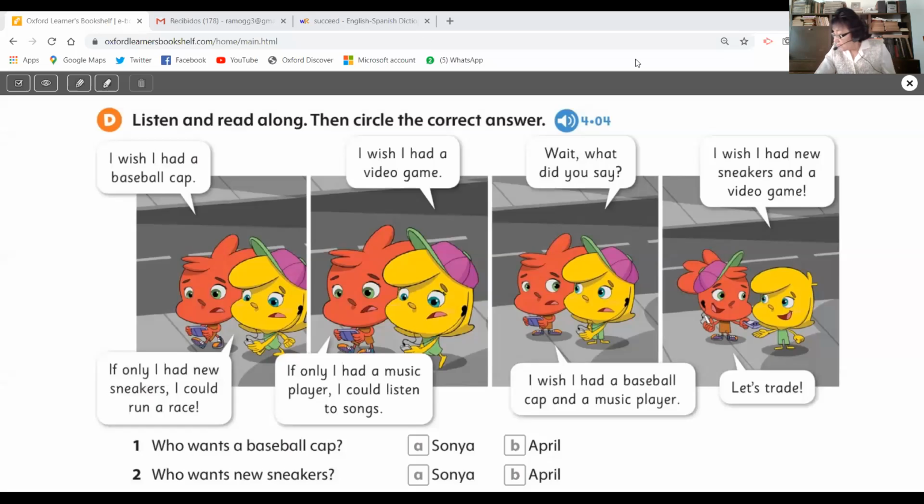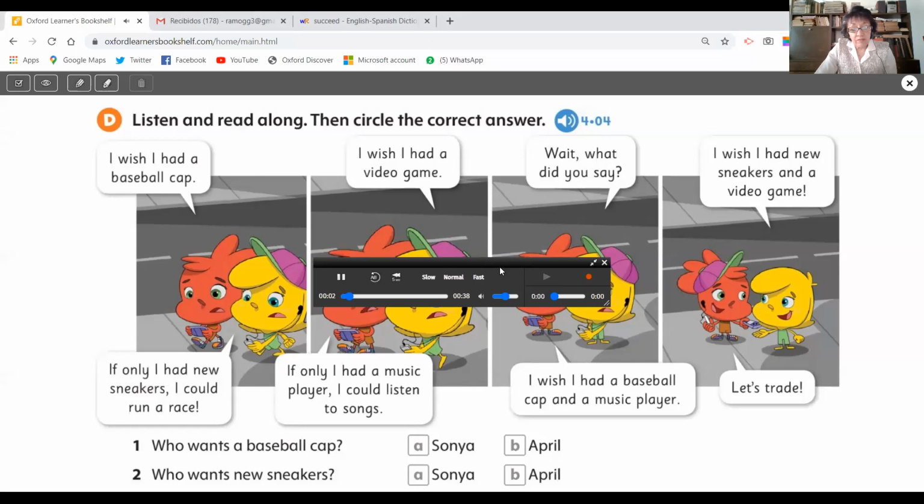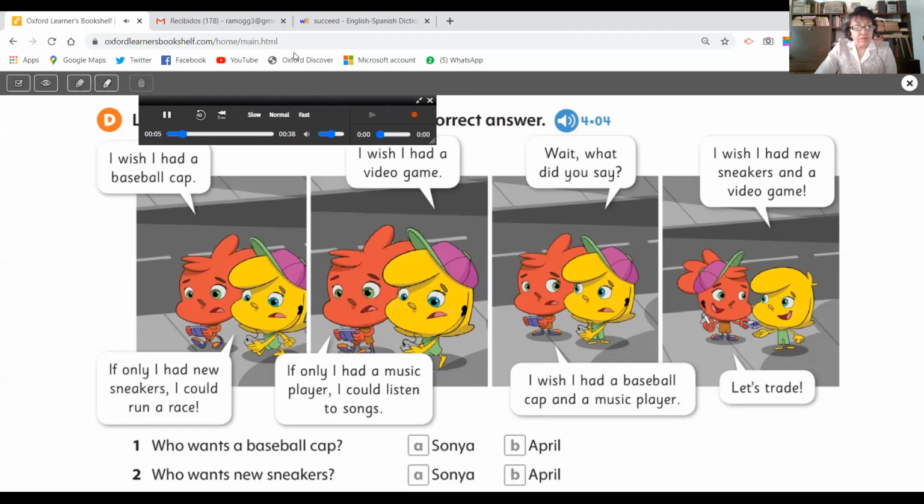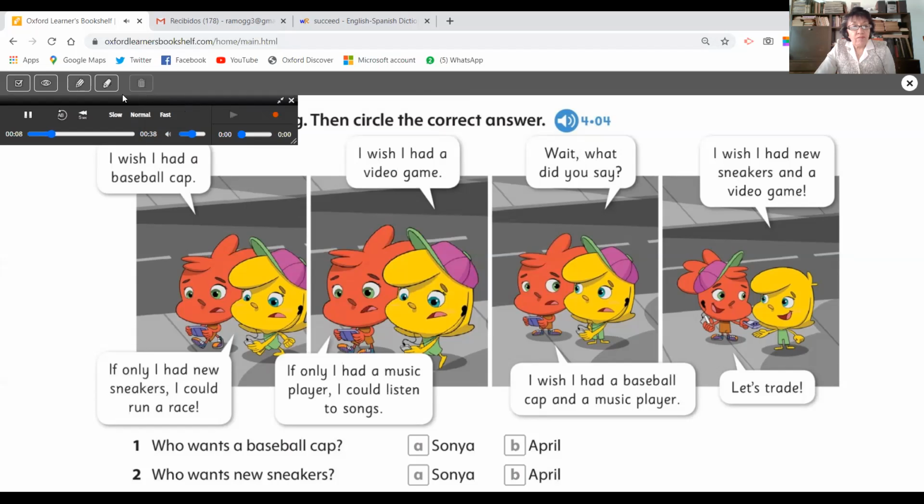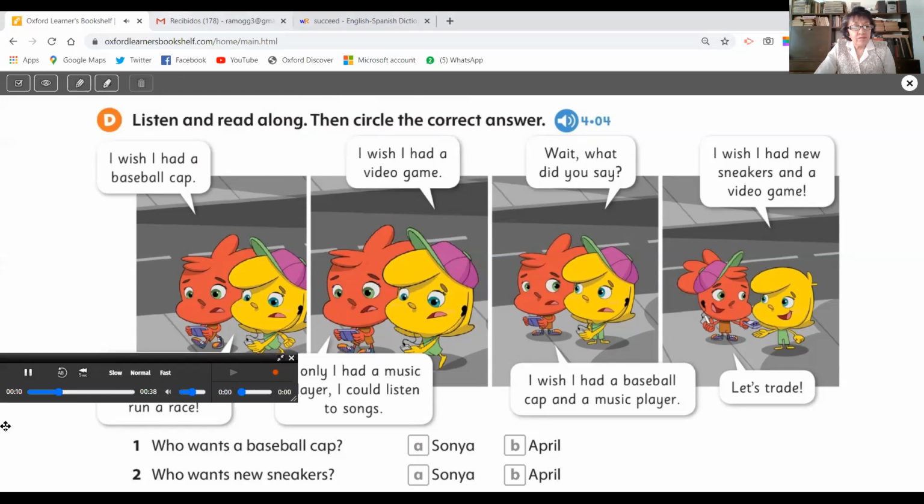Page, student's book, page 165. And in this case, I need to share the computer sound. We now have these characters that we all know. We perfectly know. Let's listen to them. It says, read, listen and read along, then circle the correct answer. Page 165. Grammar in use. D. Listen and read along. Then circle the correct answer.